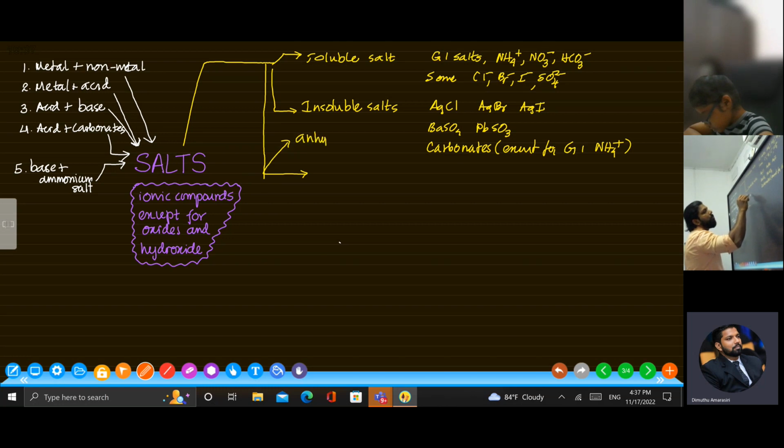Anhydrous salts. Anhydrous, that means let's say copper sulfate, just this, and what salt? Hydrated salts. What are hydrated salts?